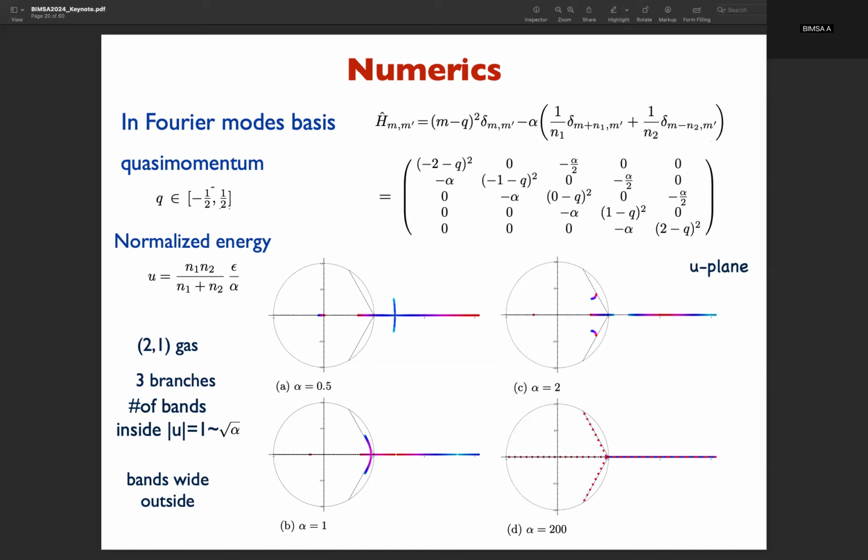Depending on the charges of your ions, you can have a different number of those branches. Outside of the unit circle the bands are wide, so they change over a large range as we vary the quasi-momentum, and inside they're narrow. While alpha equals 2 they look kind of shortish, but it's still symmetric. Now, a question to my string theory friends: the letter U reminds me of which theory? Where do we use the letter U? Seiberg-Witten, that's right. It's in part inspired by Seiberg-Witten, so we can think of this as a Seiberg-Witten plane.